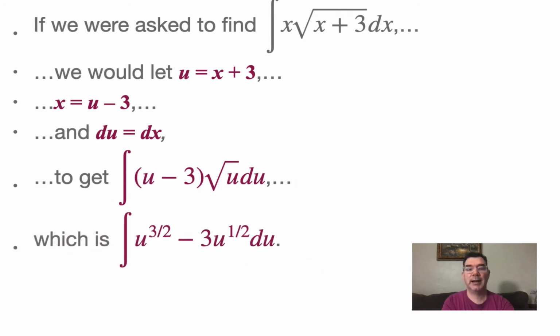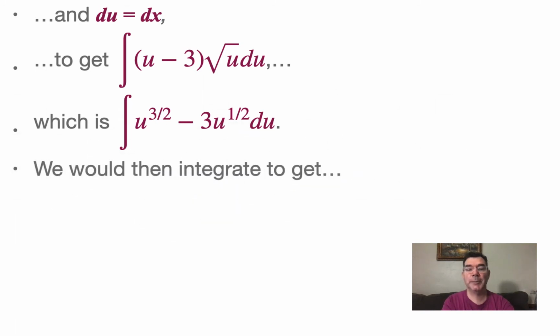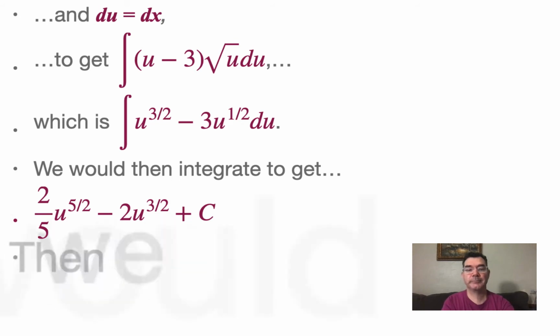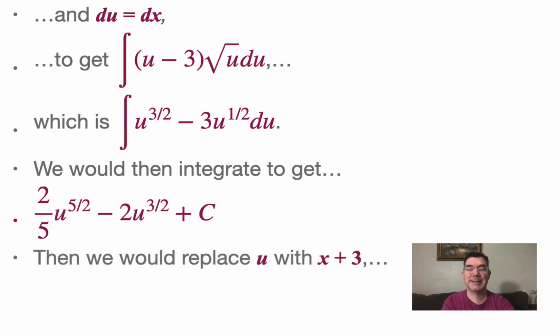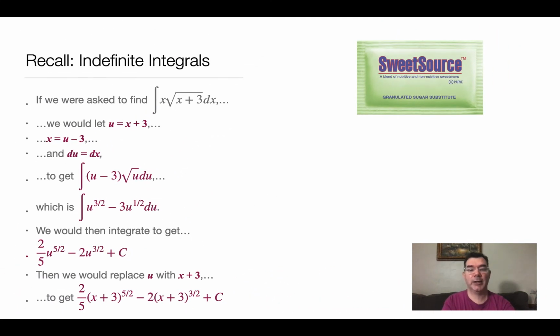I would then distribute the square root of u into those parentheses and get an integral that I could find the antiderivative of term by term. So I would integrate that to get 2/5 u to the 5/2 minus 2u to the 3/2 plus a constant. Because that integral is in terms of u, but the original question was in terms of x, I would have to go back and replace every u with x plus 3, and I would get my final answer there.